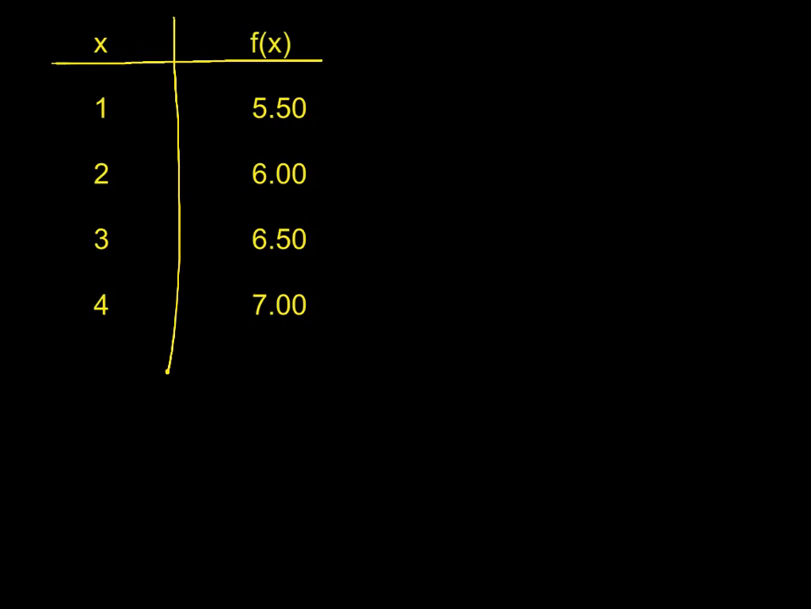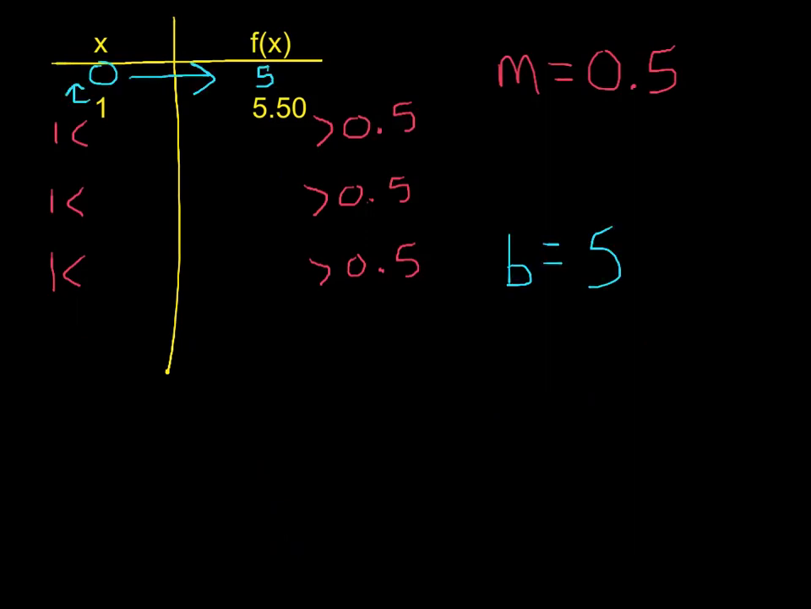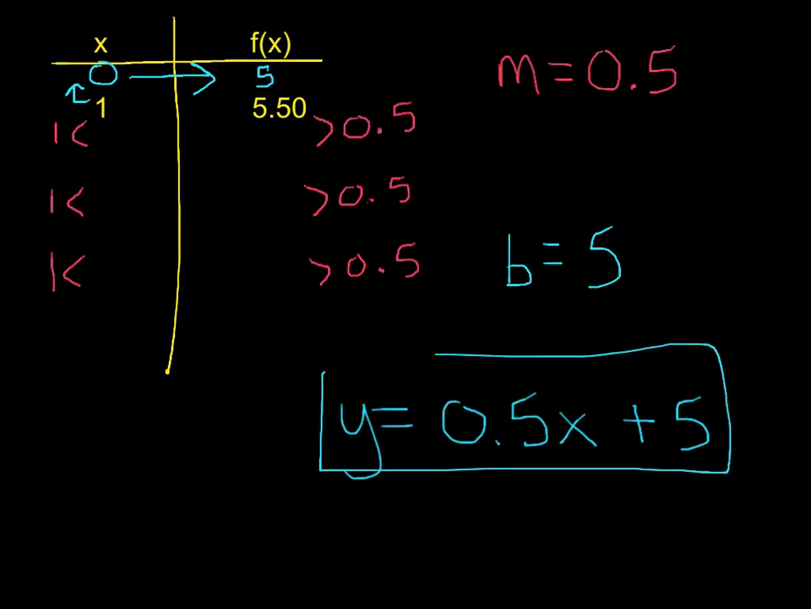For this last example, I want you to pause the video and see if you can figure it out on your own. You should get that y equals 0.5x plus 5, but before we're done, let's pick one point to check. Let's look at 4, 7. If you plug in 4, half of 4 is 2, and 2 plus 5 is 7, so it checks.